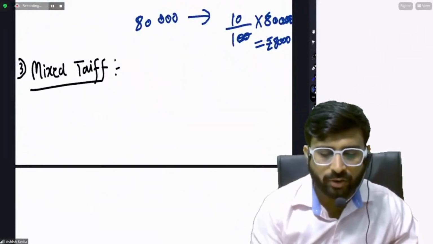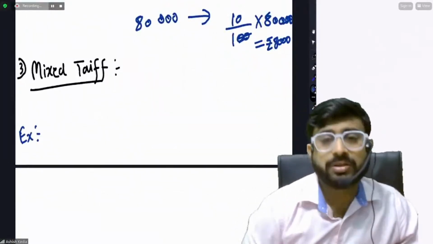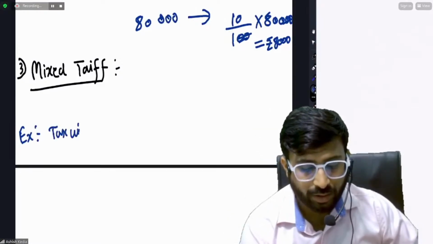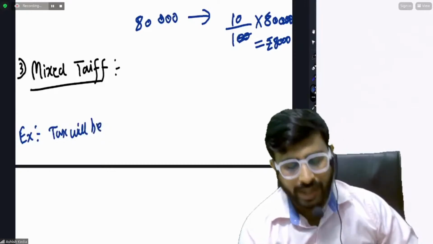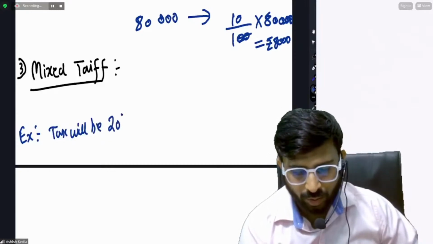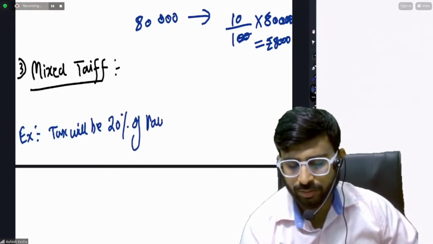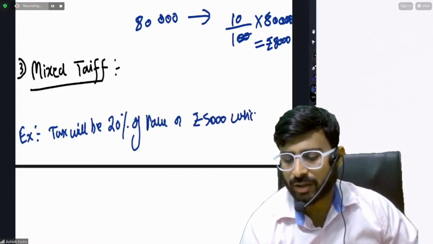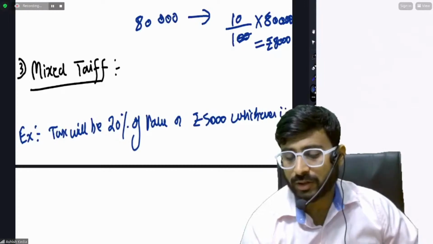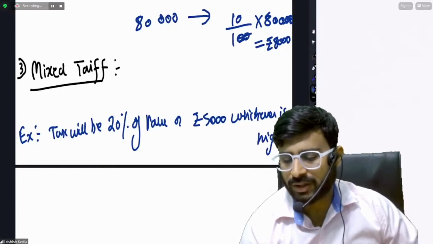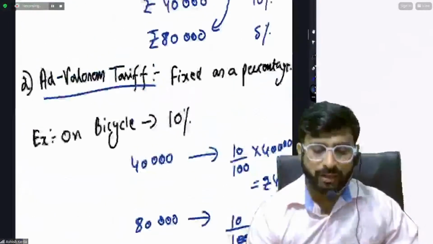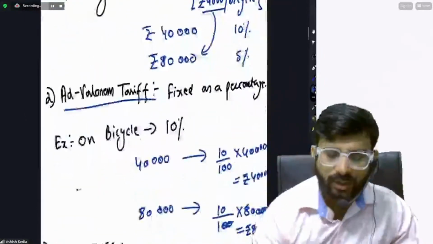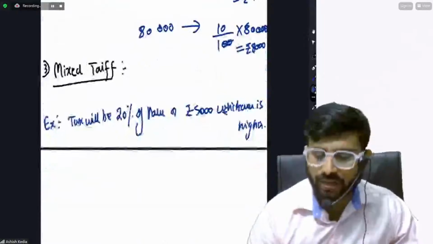Here I will write later. First of all, I'll explain with an example. Suppose the government says that tax, meaning tariff, will be 20% of value or rupees 5,000, whichever is higher. This is mixed tariff, friends, where either specific tariff or ad valorem tariff is being used, whichever is higher.